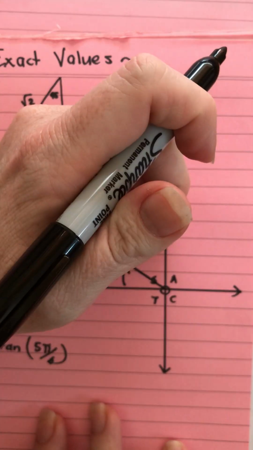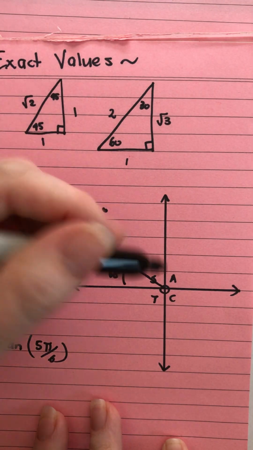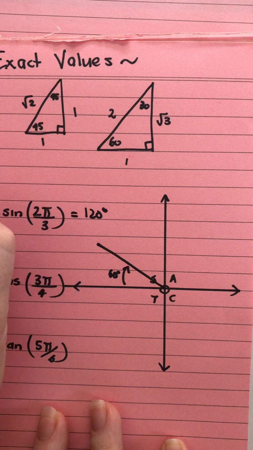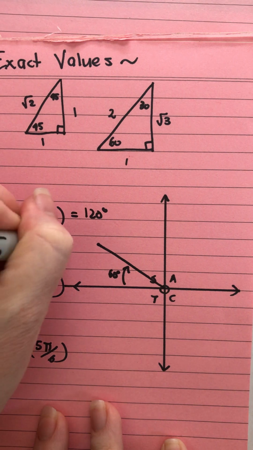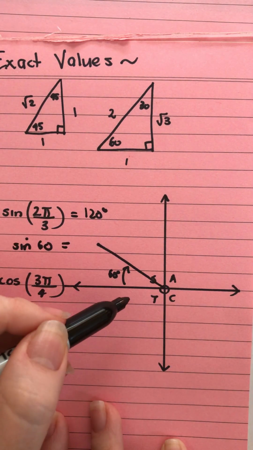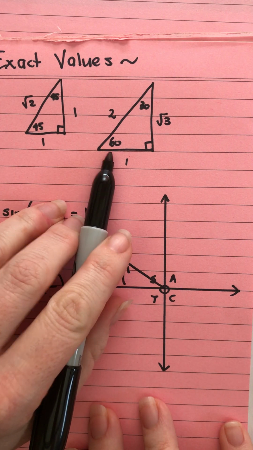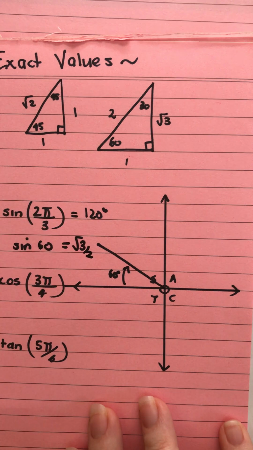If we base the angle off the vertical, then we have to switch. Sine goes to cos, cos goes to sine. But if we're going off the horizontal, we still stay with sine. So it's going to be the equivalent of sine of 60, because it's in that quadrant and sine is positive in that quadrant. Now, sine of 60, we come up here, we want opposite over hypotenuse. So it's going to be root 3 on 2.